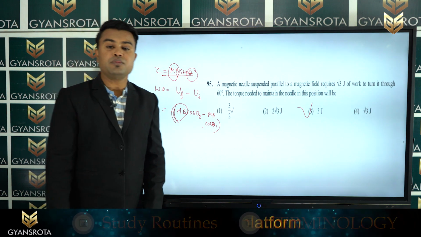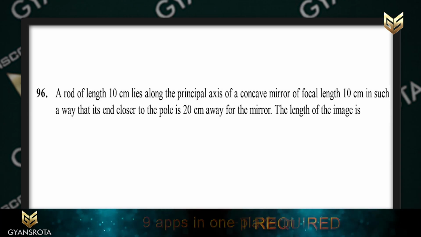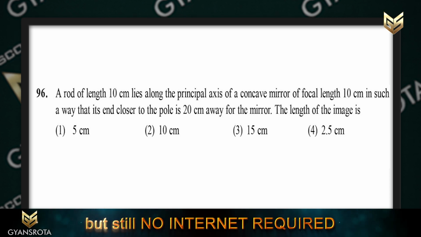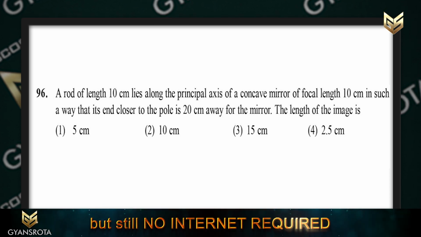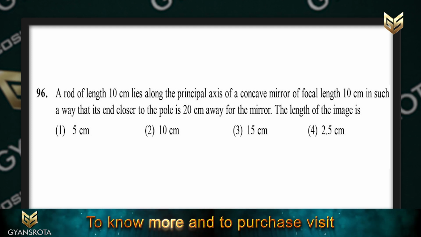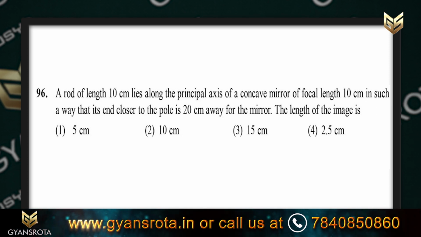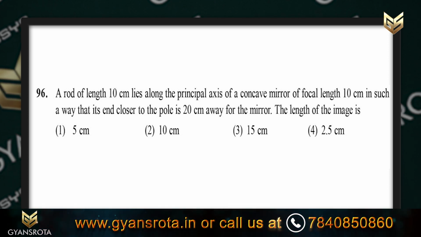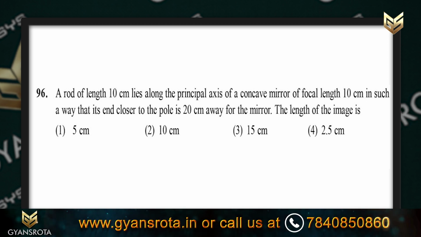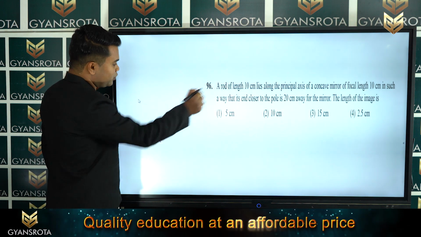Fine. Now, let us move to the next question, that is question number 96. A rod of length 10 centimeter lies along the principal axis of a concave mirror of focal length 10 centimeter in such a way that its end closer to the pole is 20 centimeter away from the mirror. Find the length of the image. It is a very good question.